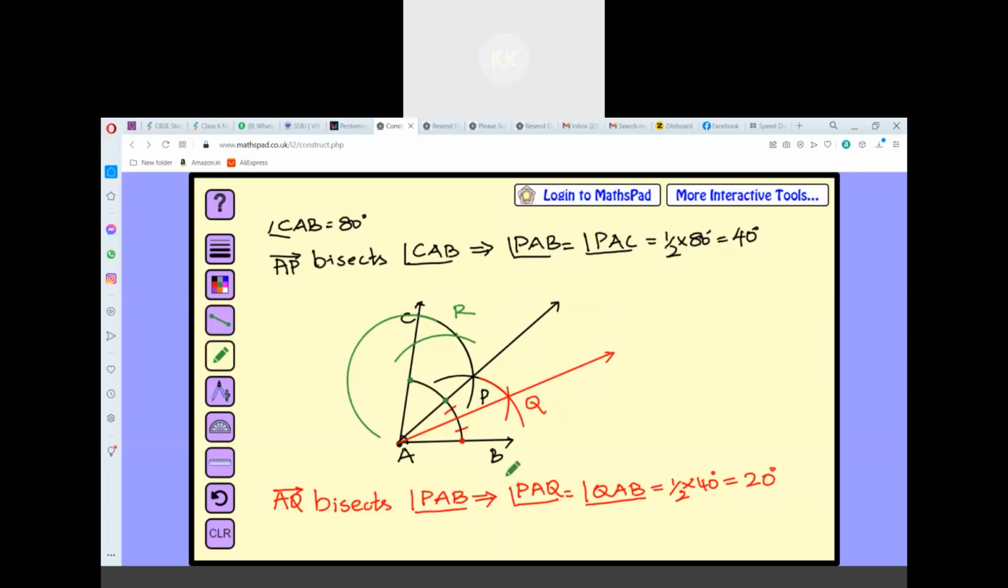What is the next step? We have to make a ray AR. This ray AR will bisect 40 degree into 20 each.